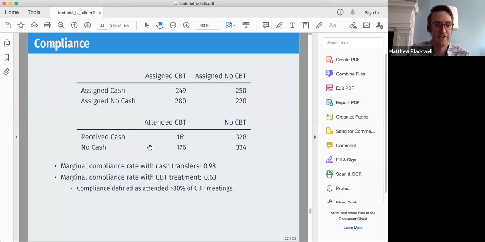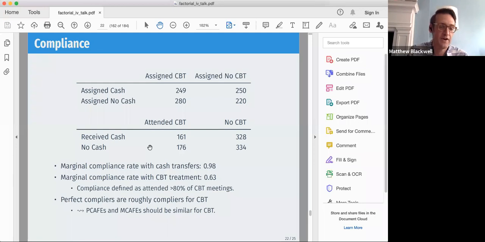Yeah, okay, compliance here is the original paper. The one we're going to show you is 80%. Because of this distinction between the two, basically perfect compliers here are the same as the compliers for the cognitive behavioral therapy, right? Because almost everyone complied with the cash treatment. Not everyone, but almost everyone. So our expectation should be that the perfect complier effects and the marginal complier effects should be similar for the cognitive behavioral therapy, but they might diverge a lot for the cash.